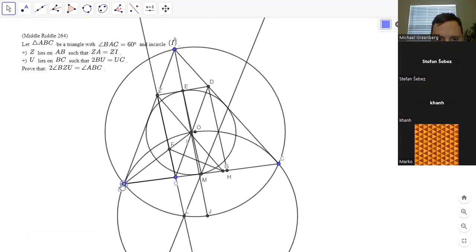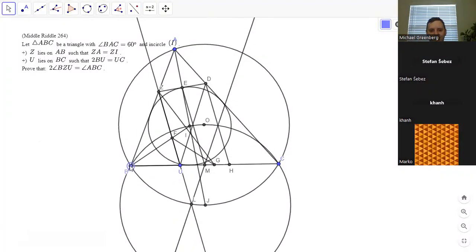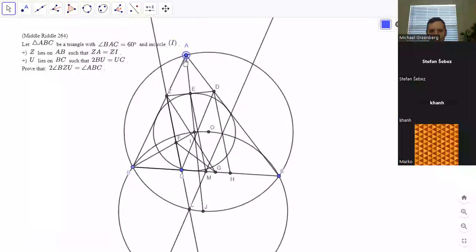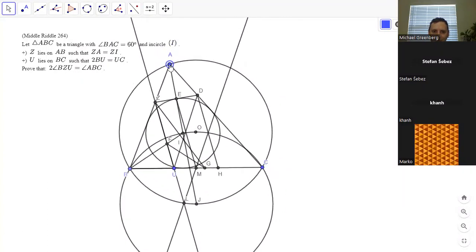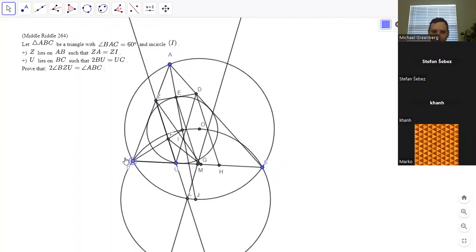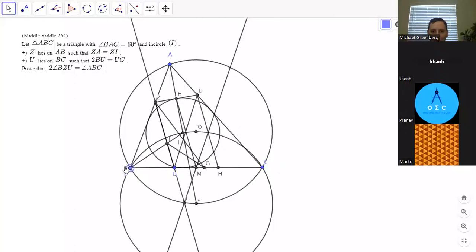Oh, it looks like LM and DH meet on this circle. I don't know if that's just a coincidence. Let's see. Isn't that interesting? LM and DH meet on this circle right here. Is that true? Yeah, it looks true. Interesting. I don't know if that helps too much, but maybe it's obvious because, let's see.